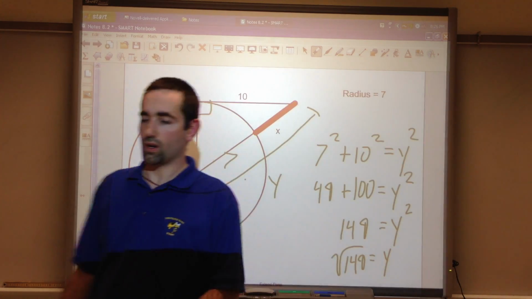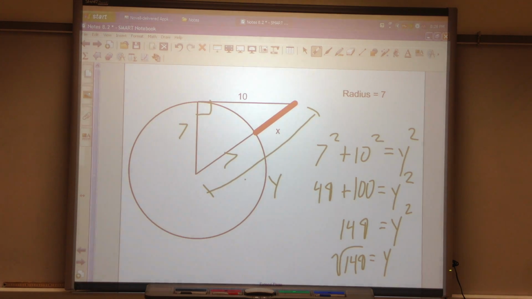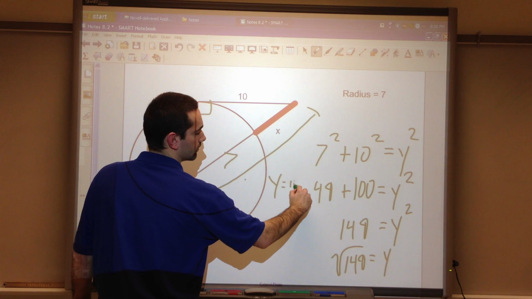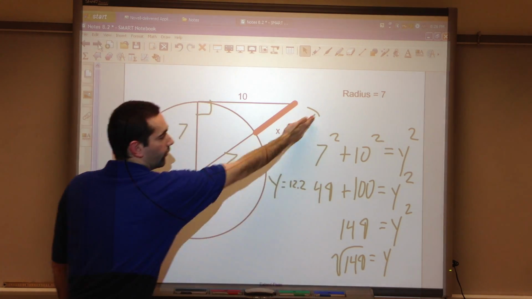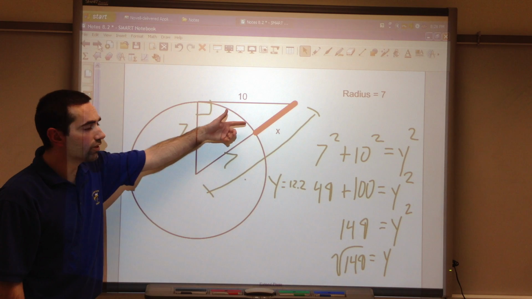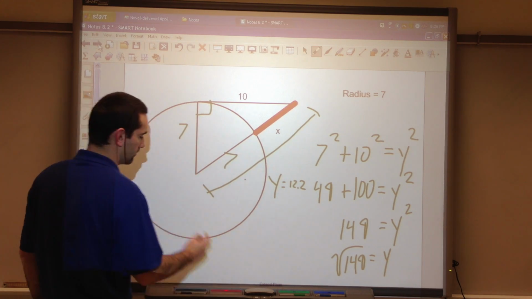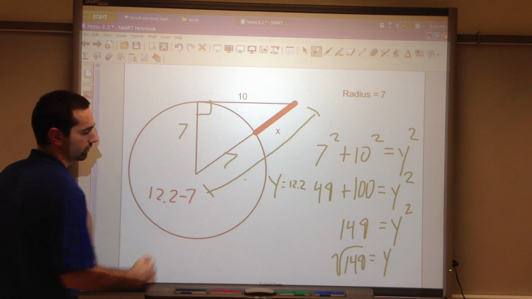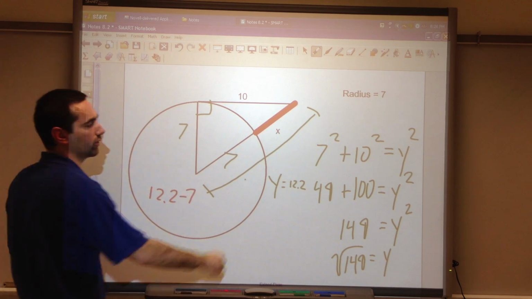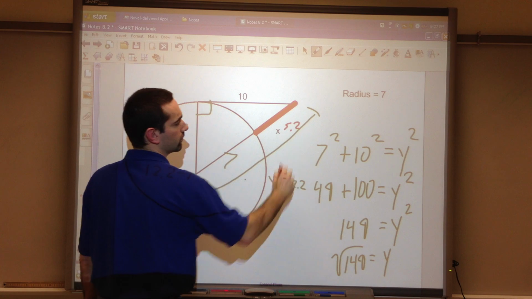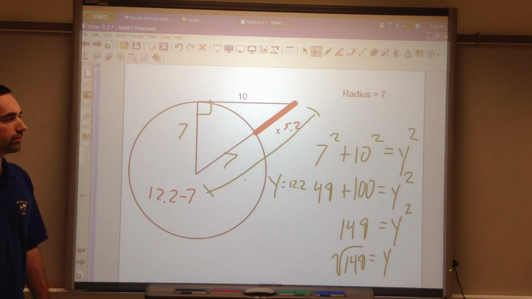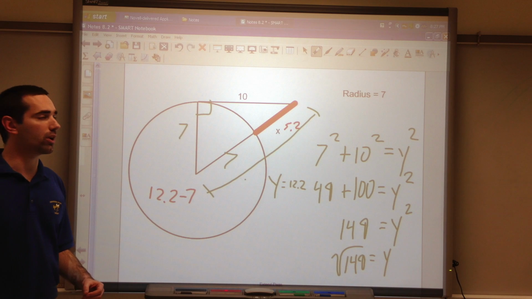So the square root of 149 is 12.2. So the full length is 12.2. So to find x, just subtract 7. And you get 5.2. Let's look at another problem.